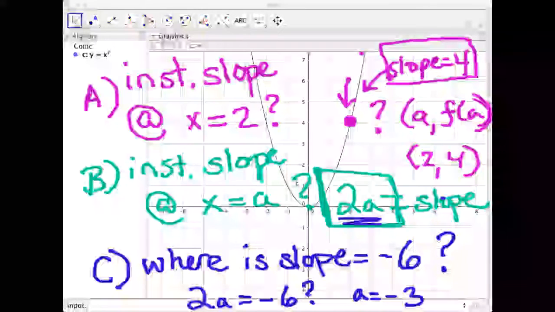So what does that mean? Well, it means that on the graph, which is now kind of hidden under all of this, at -3, which is kind of off the charts up here somewhere if you see it on the graph, if I were to try to find the instantaneous slope at that point, it would be -6. Pretty crazy, right?